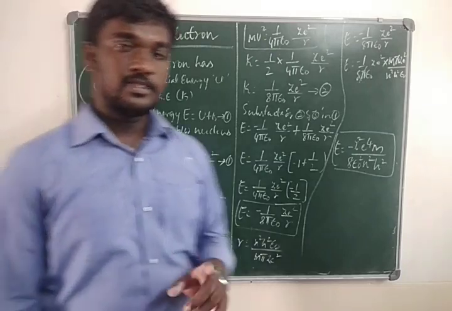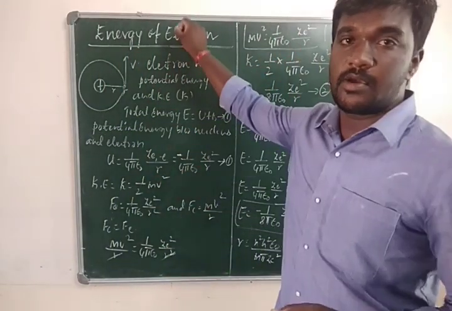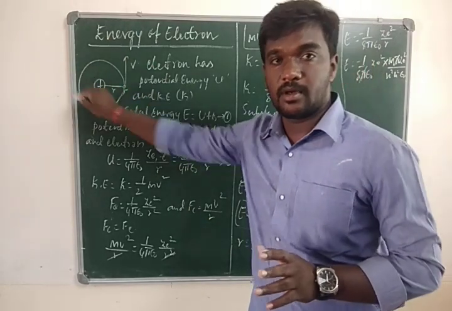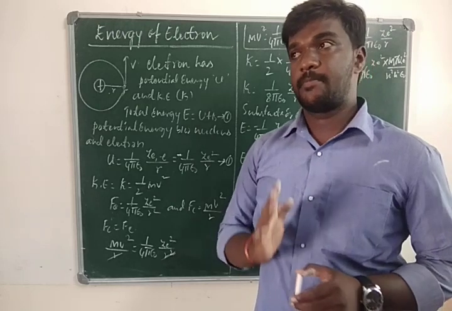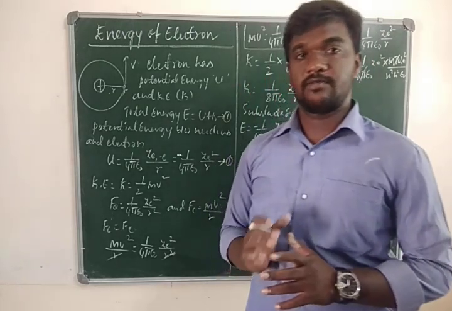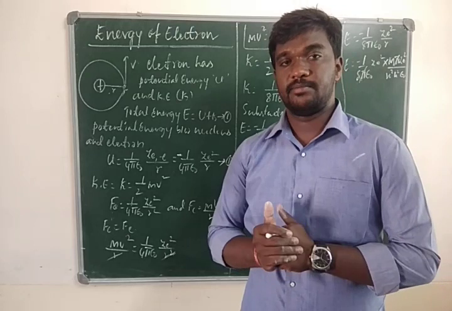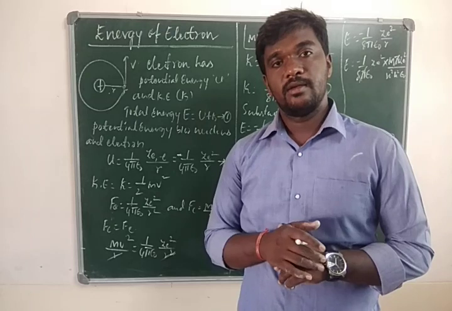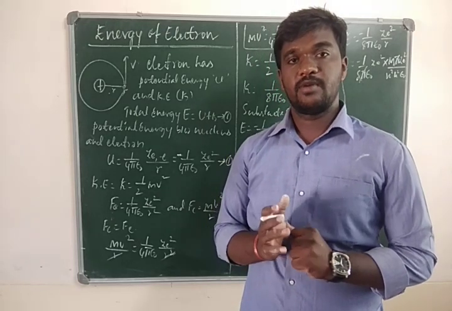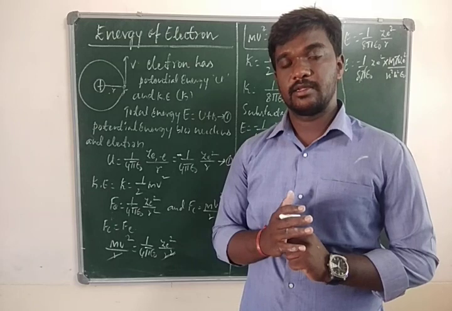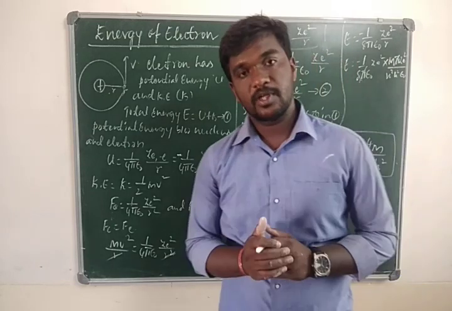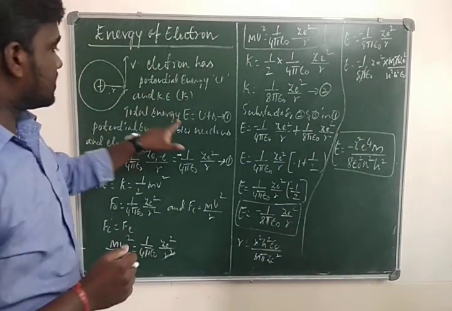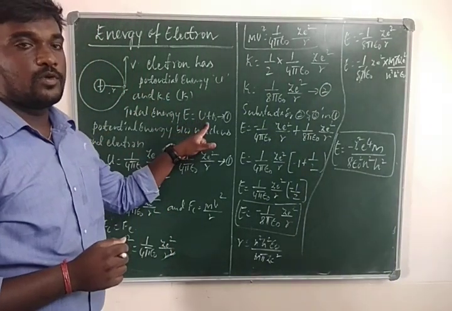So can we quickly recall once again? We derived the energy of the electron. So this is the nucleus, the electron revolving around the nucleus. It provides a centripetal force and electrostatic force of attraction between the nucleus and electron. So the total energy, we derived the total energy of the electron. The total energy is nothing but the sum of the potential energy and kinetic energy. The electron has a potential energy and kinetic energy. So E is equal to U plus K.